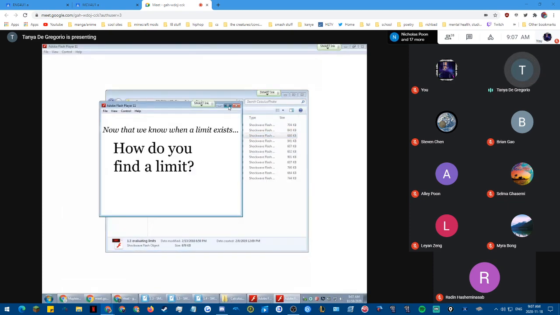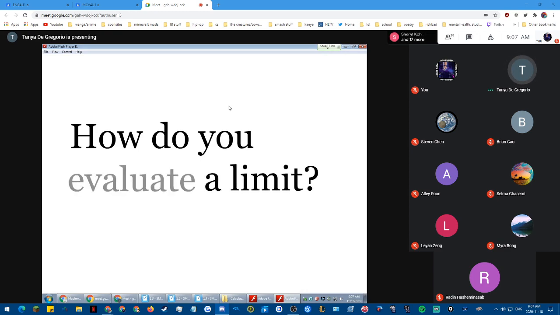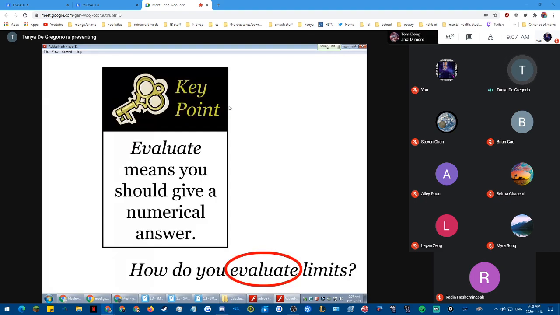Once you can determine whether or not a limit exists, the next logical step is to try to figure out what the heck that limit is. So that's what we'll be focusing on in this section. How do you find a limit? The fancy word for finding the value of a limit is evaluate. So when you see the direction evaluate, basically you should be expecting to get a numerical answer.